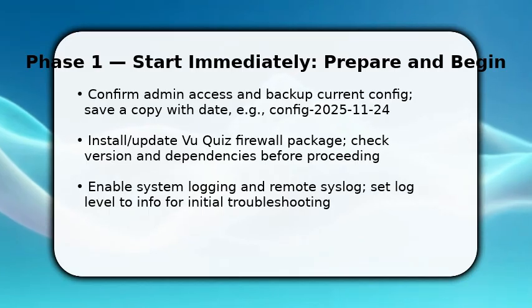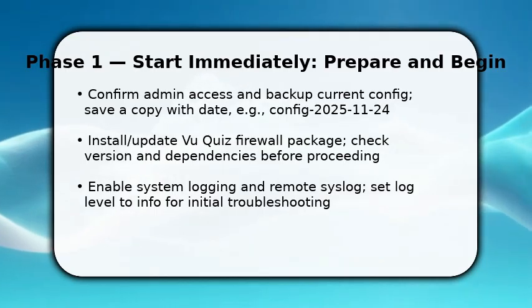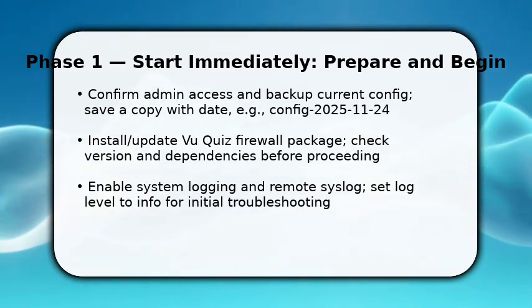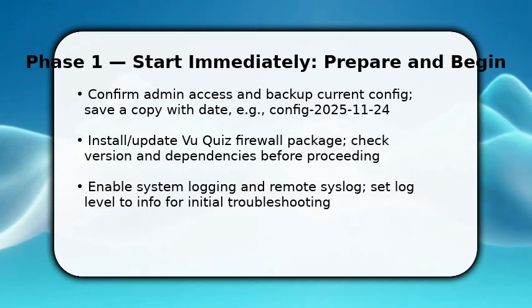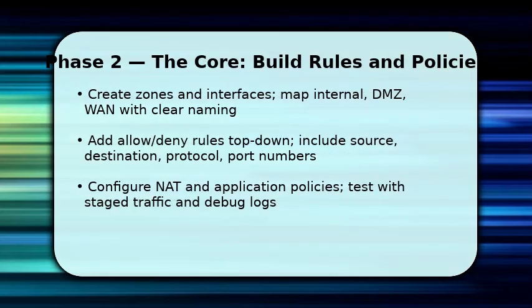Next, install or update the Vu Quiz Firewall software because an outdated build can break rule processing. Then, enable system logging and remote syslog so you capture events while you work. Do this now, don't delay, because these steps let you safely test rules and roll back quickly if you need to. Once done with prep, you construct the core rule set.